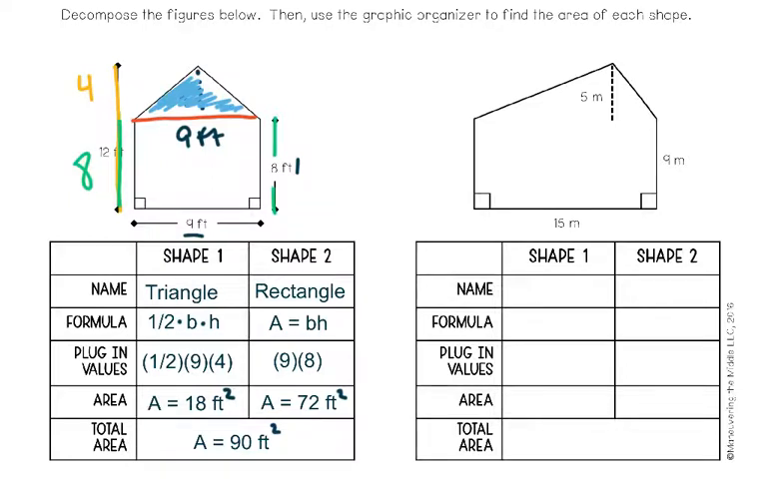All right, so just like the last one, there's multiple different ways you can divide this shape. You could draw a line here and make two trapezoids. But the first thing that I saw was another triangle on top of a rectangle. That to me looks like the easiest way to do this.